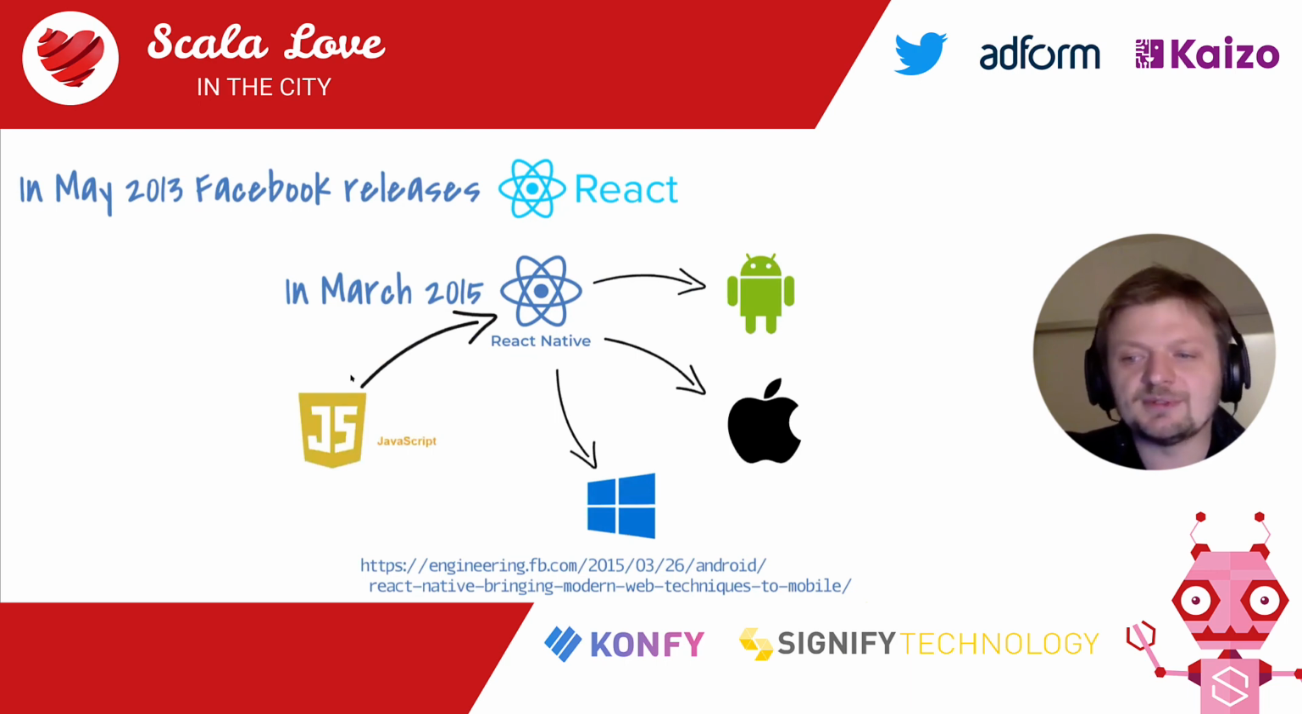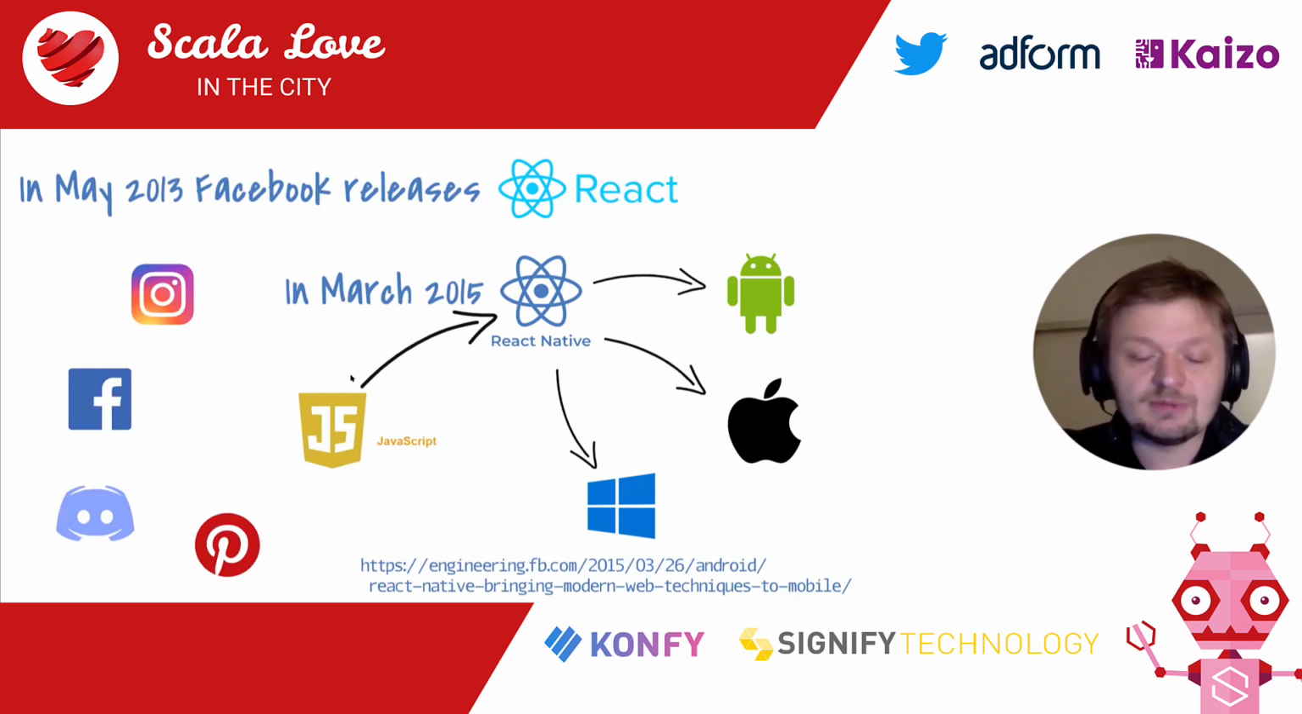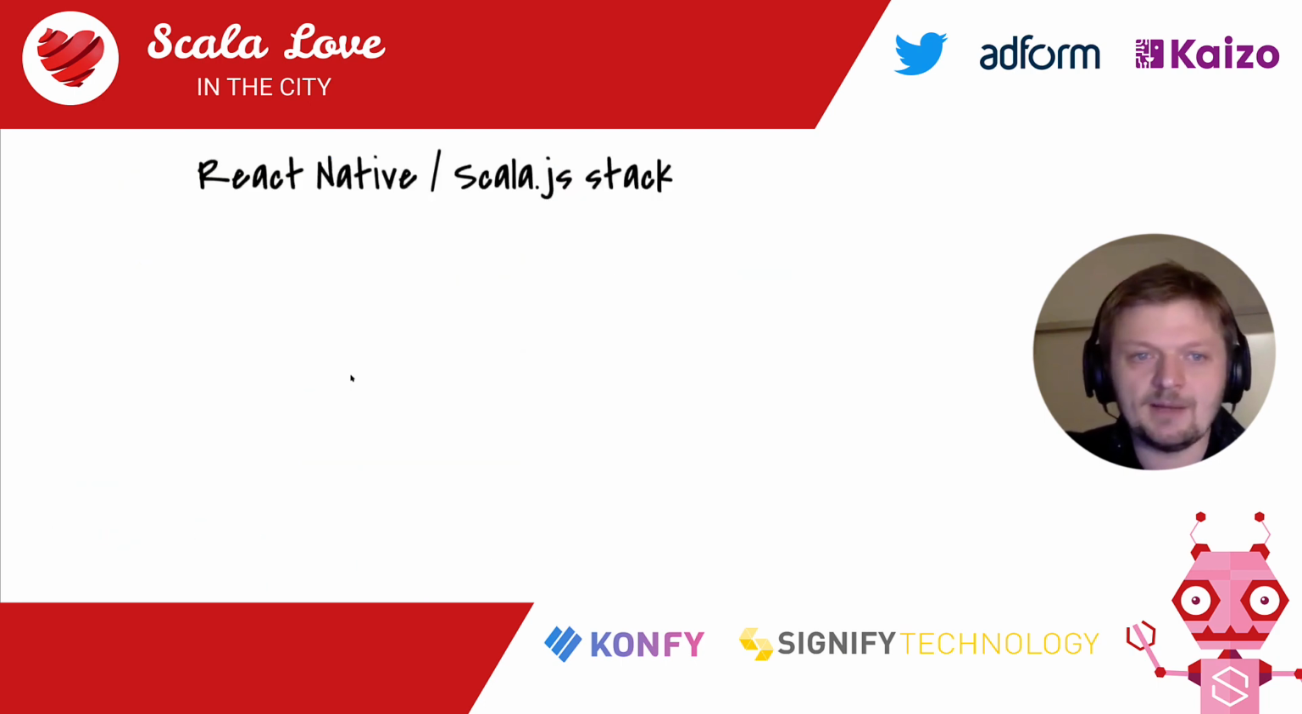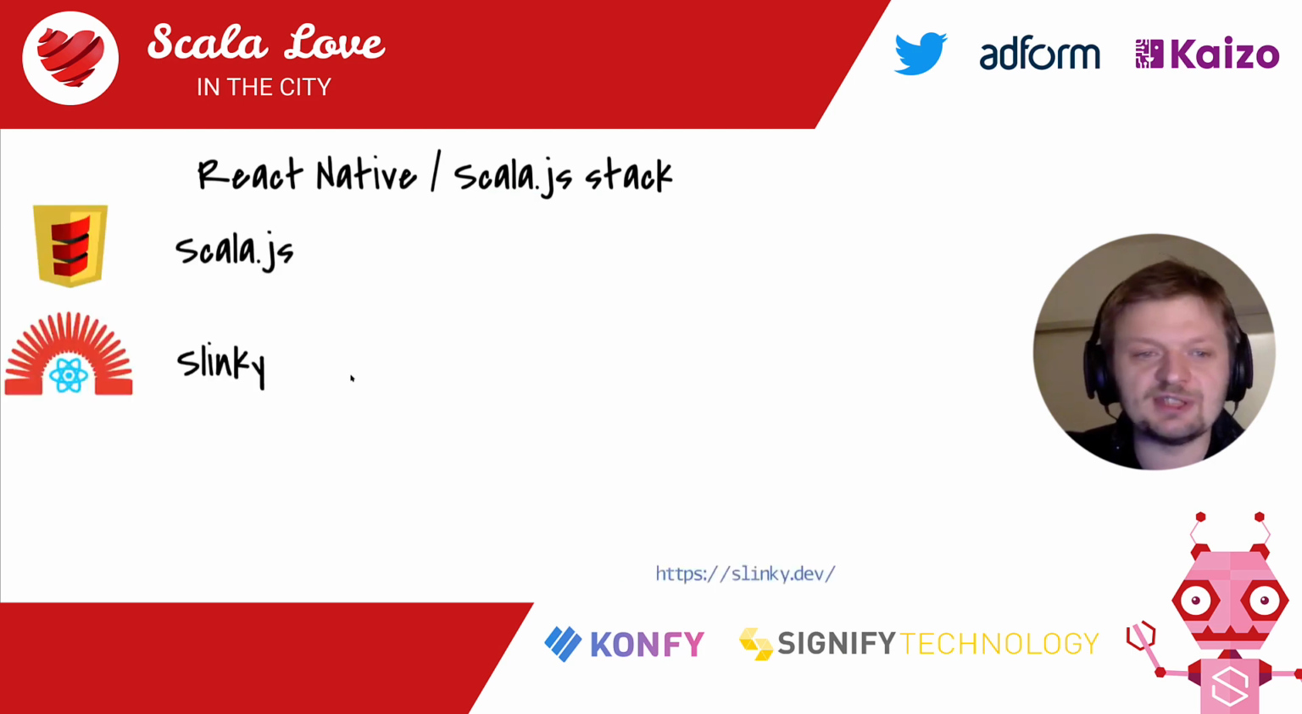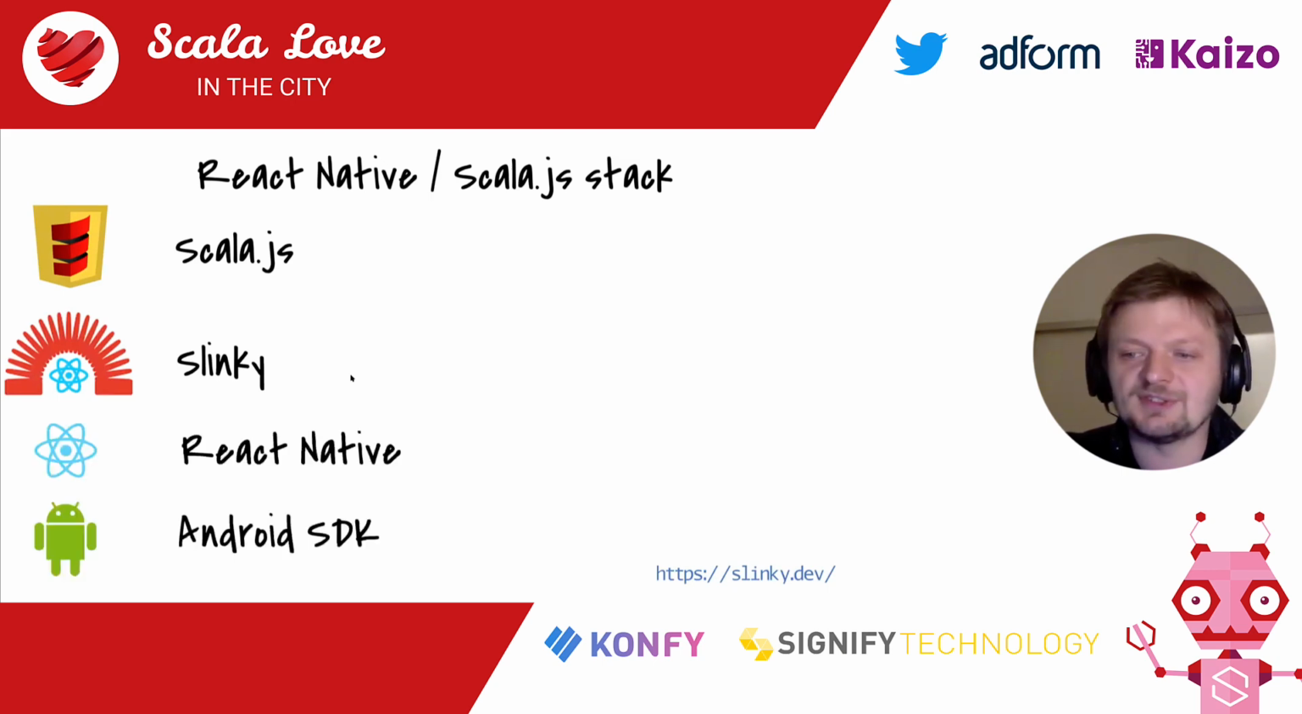React Native allows developers to write their applications in JavaScript and then compile them to native apps on a given platform: Android, but also iOS, Mac, and Windows. If you ever used the Facebook application on your phone, you used React Native. Or if it was Instagram or Discord or Pinterest or a bunch of others. Okay, well, if something can be written in JavaScript, it can also be written in Scala.js, right? And as a bridge between Scala.js and React Native, we can use Slinky. So here's the whole stack.